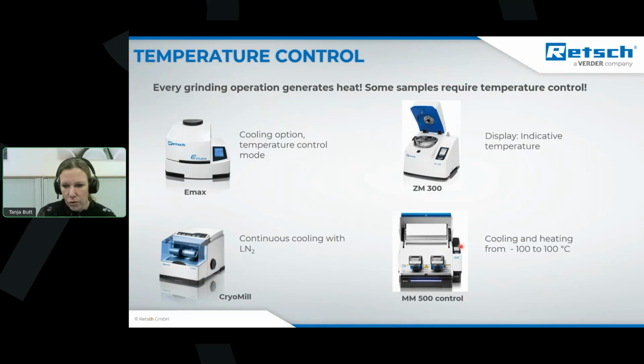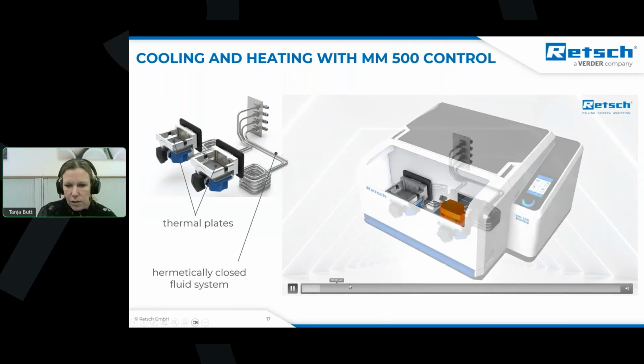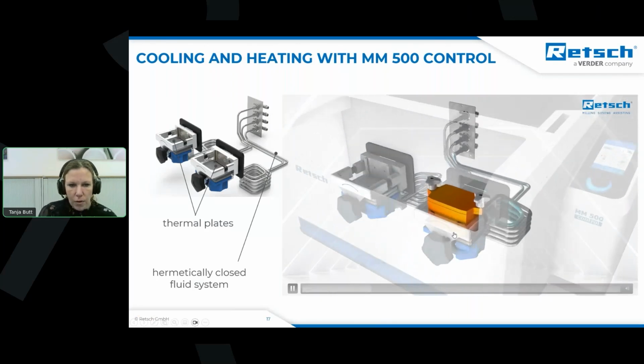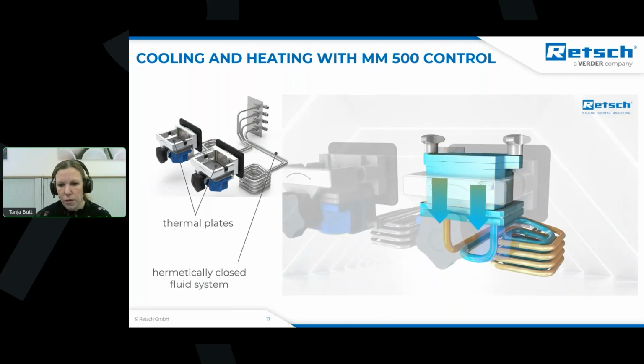And we have the MM500 control. And here, this is the only mill which can heat and cool both from minus 100 to plus 100 degrees. You will see later on why this heating is maybe also beneficial in terms of quality control, just crushing. We are mostly talking about the cooling options. When we're talking about this machine, I'd also like to show you how it works. So here you see that the jar is placed on the thermal plates with a flat surface, and the thermal plates, they are flushed with the liquid.